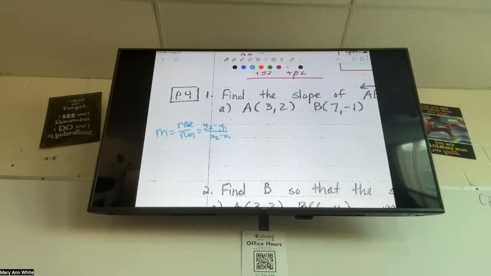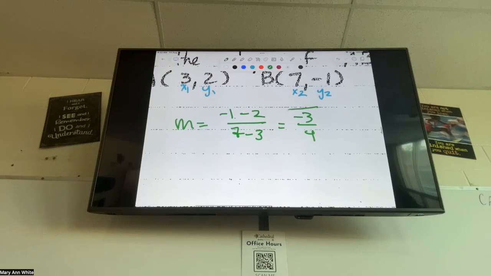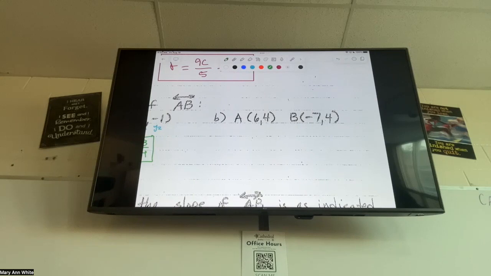So as I do my slope, I am going to label my points X1, Y1, X2, Y2. And so when I do my slope, I've got -1 minus 2 over 7 minus 3. -3 over 4. If you can simplify, simplify. If not, keep it here. Okay, next one, same idea. Try it by yourself, check it on the board with me.